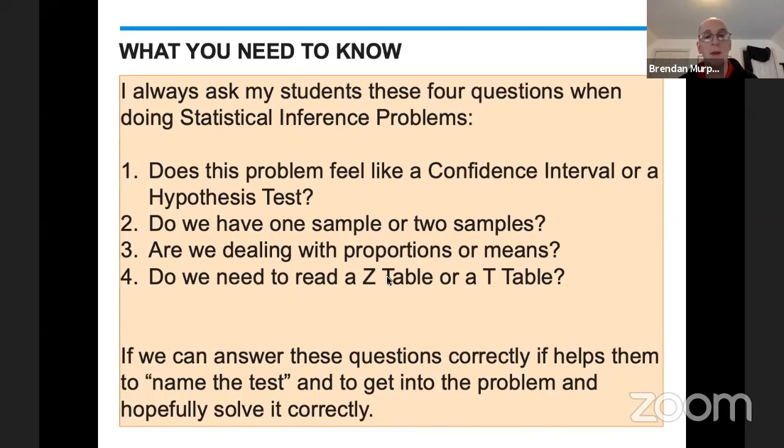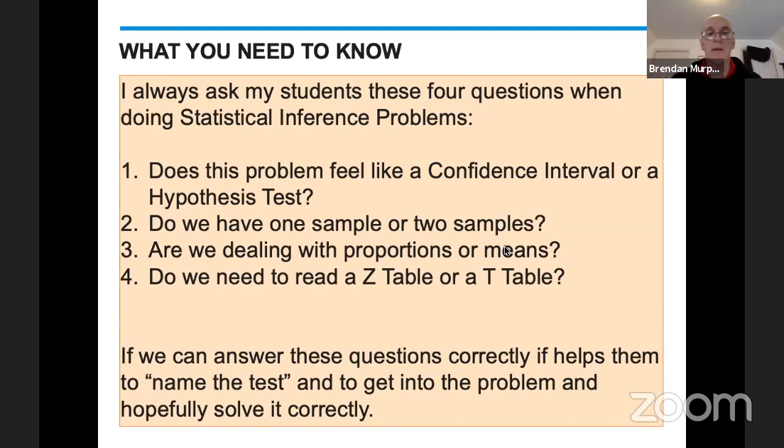My second question is, do we have 1 sample or 2 samples? That's going to be important. Do we have just 1 set of data or 2 different sets of data that we need to analyze or compare? Third question, are we dealing with proportions or means? I will always say, we've got to get on the right highway, guys. Do we want to be on the proportions highway or the means highway? We won't switch highways during the problem.